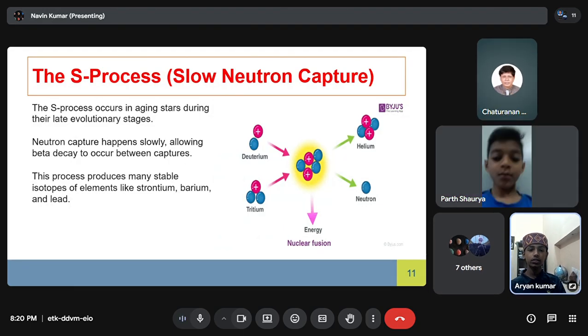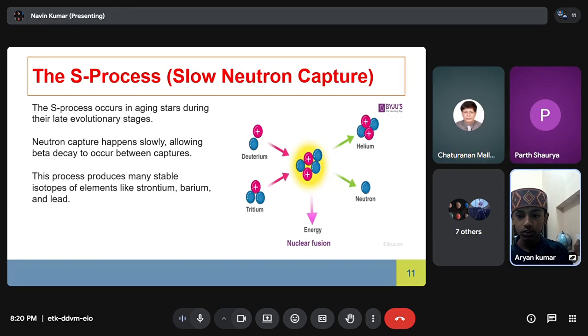Moving on to the next topic, the S process, slow neutron capture. The S process occurs in aging stars during their late evolutionary stages. Neutron capture happens slowly, allowing beta decay to occur between captures. This process produces many stable isotopes of elements like strontium, barium, and lead.